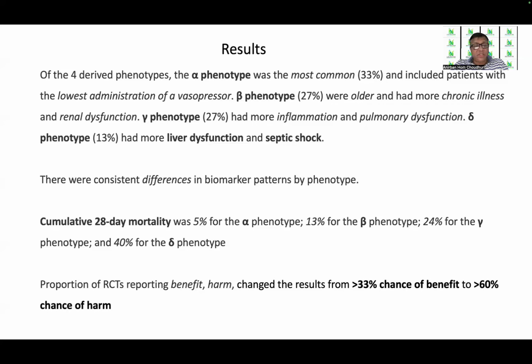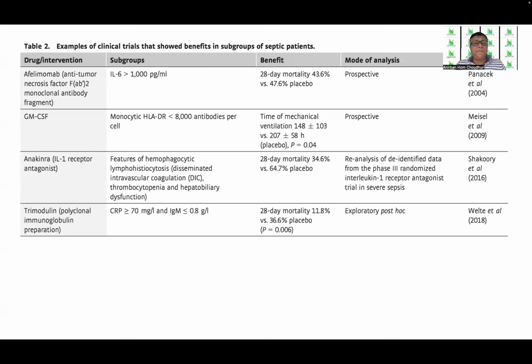And it was also seen that in RCTs, the proportion of RCTs reporting benefit, harm, etc., in terms of outcome, changed the results from more than 33% benefit to more than 60% chance of harm. So there were big swings on the basis of these phenotypes as far as the outcome or the mortality prediction was concerned. And therefore, certain subgroups were identified in the septic patients.